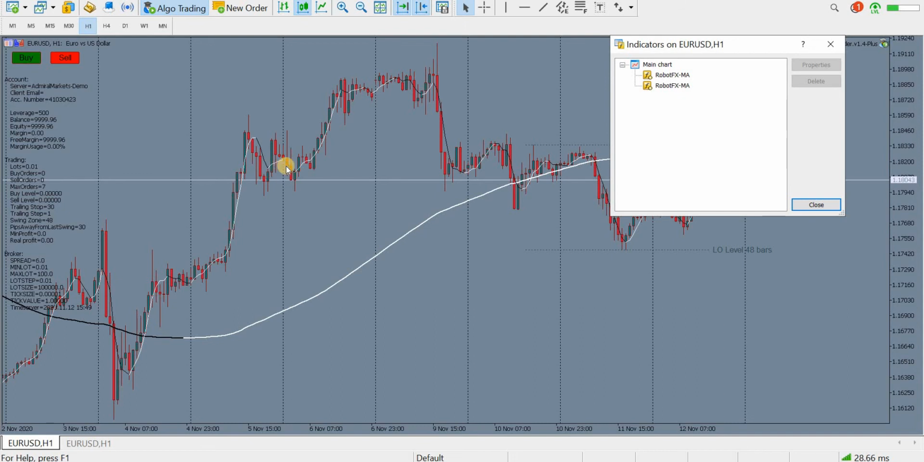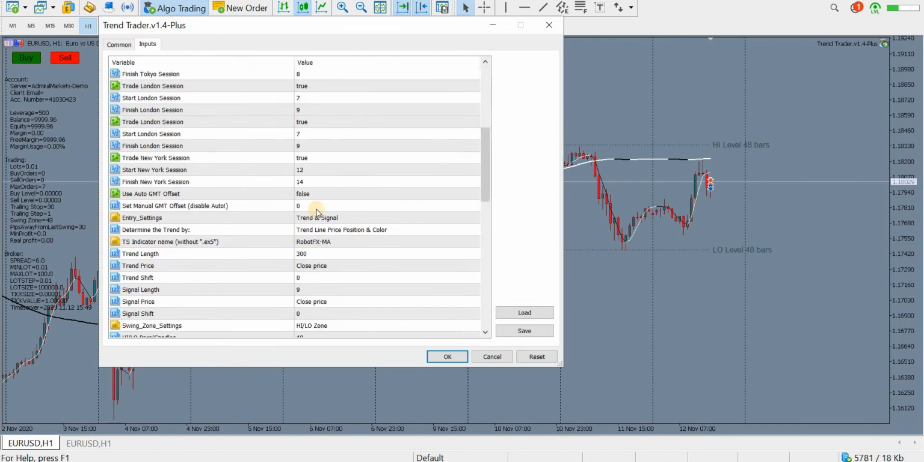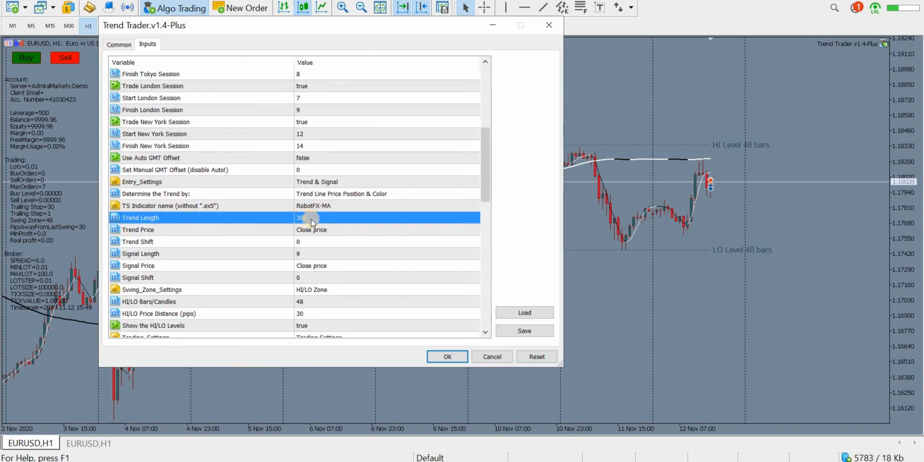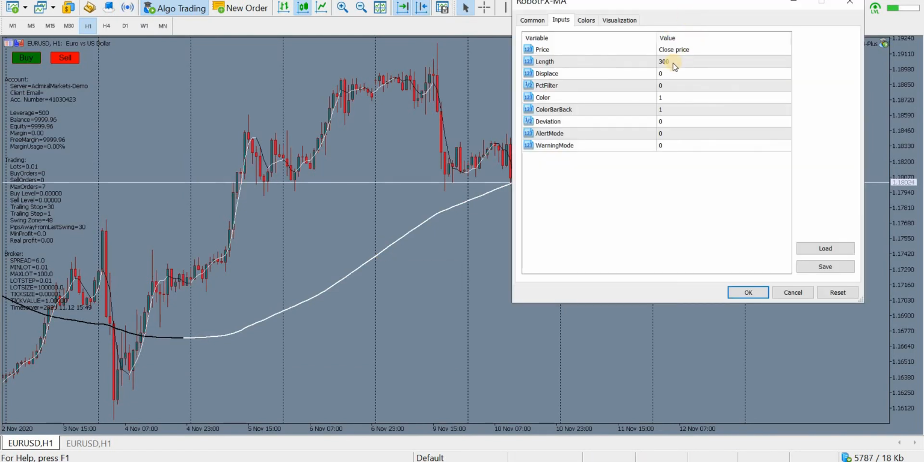I just attach it two times to reflect those settings, just to get a visual of how the expert advisor thinks, but you don't need to have them on the chart. If they bother you, you can just remove them. So, for example, I want to use a trend line of 300, close price, no shift. I will set this to 300, no shift, close price. The shift is called displace in the indicator settings.